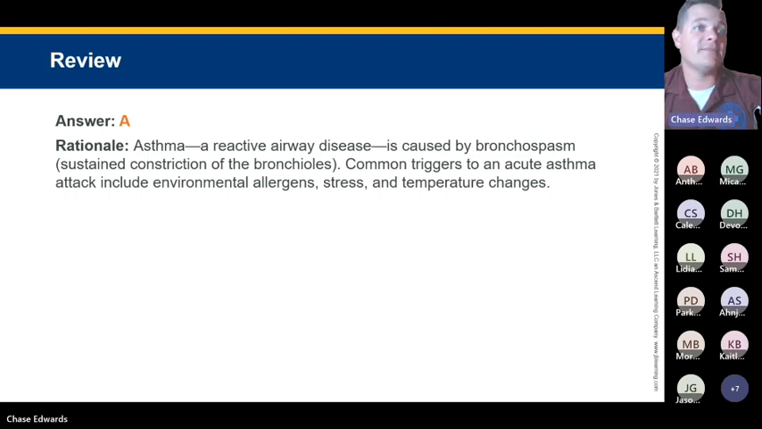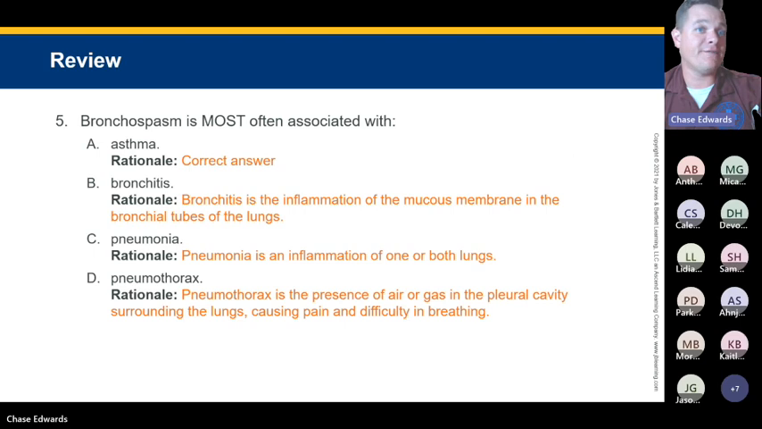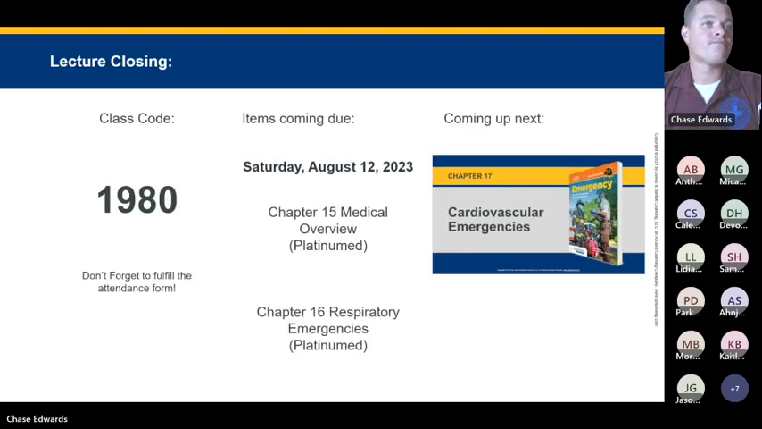Because remember, bronchitis is inflammation. And then asthma is going to be bronchospasm. It spasms and closes up. That's going to be asthma. All right. 5, 6, 7, 8. That's funny. Awesome, awesome, awesome. Fantastic, everyone.